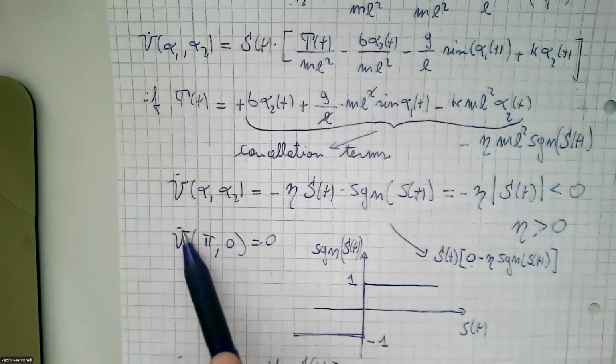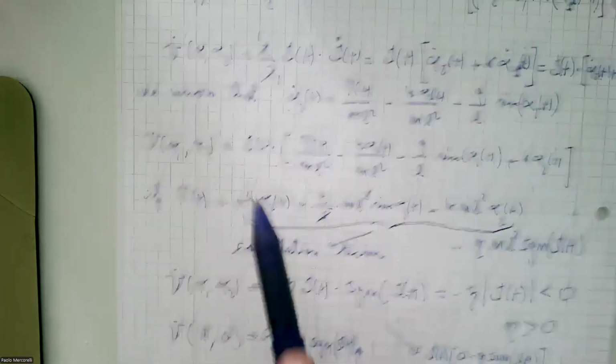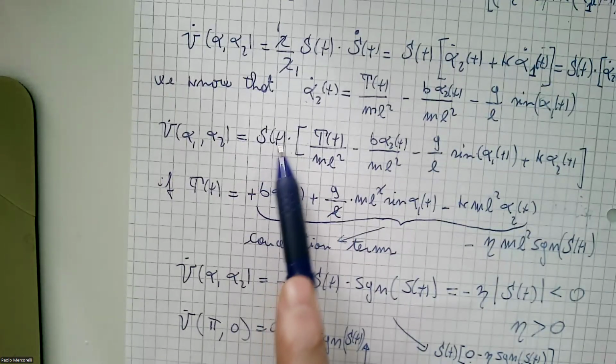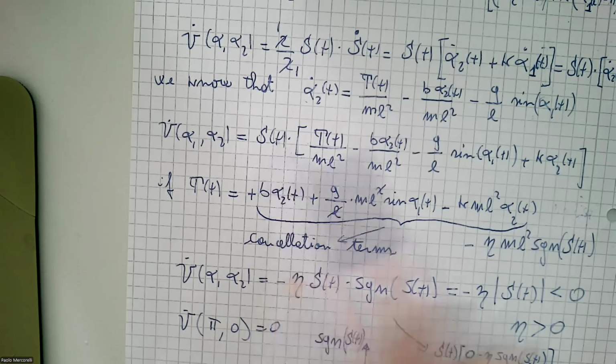What is this? Now, of course, why is this 0, the derivative of v at this point? We can see from here, because this is 0.